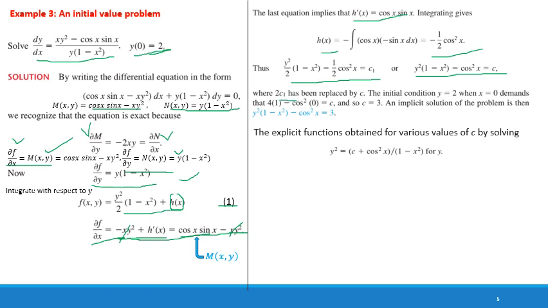The initial condition we have is y is equal to 2 when x equal to 0. By putting this initial condition in this equation, we will get c is equal to 3. So the implicit solution of the problem is equal to this. The explicit function obtained for various values of c from here can be written as this.